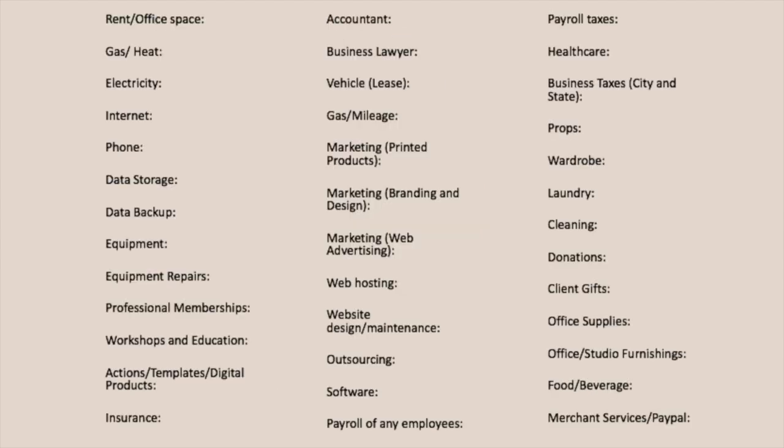So here are all the things that can be considered overhead: rent, an office space, gas, heat, electricity, internet. I mean, all this stuff, okay? All of these are located in the PDF that is on the website right under these lessons.